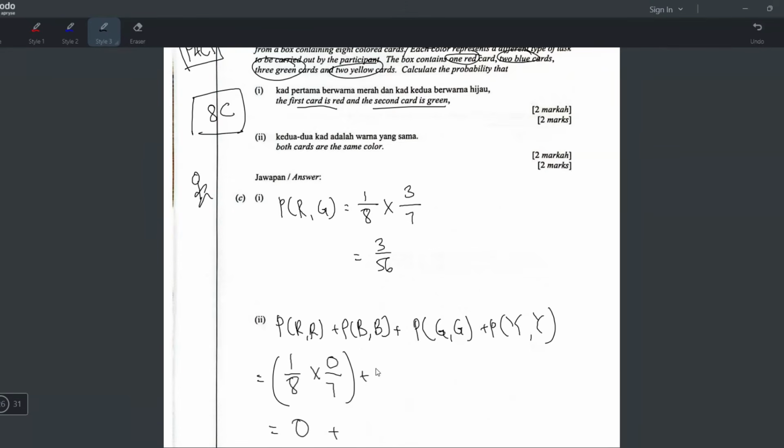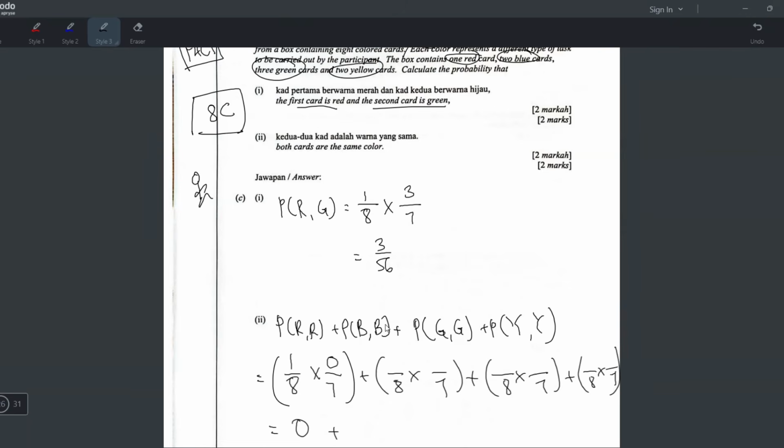Okay, so for blue, I'll do it here. For green, I'll do it here. For yellow, yellow, I'll do it here. For blue, blue, it must be over 8, and this one must be over 7. This one is also the same. You all know why, right? Because when you make the first selection, there are 8 cards, but for the second selection only 7 are left.